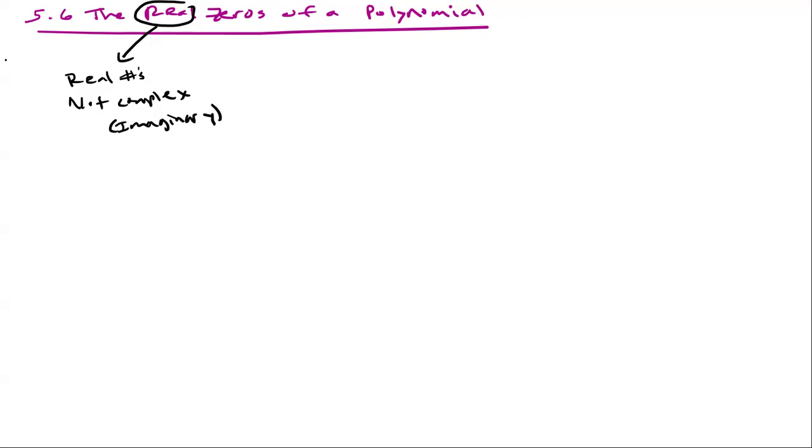Okay, zeros. There's many interpretations of this, but just to kind of get our feet wet concerning this, it means x-intercepts, roots, or factors. Okay? There are differences between them, but again, we'll talk about that in a second.